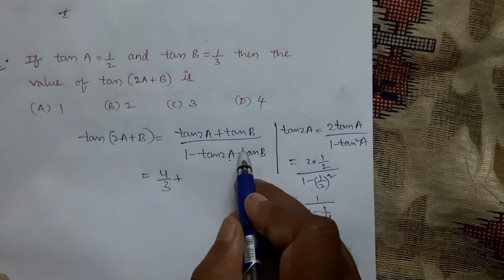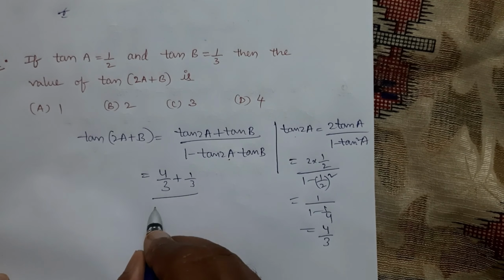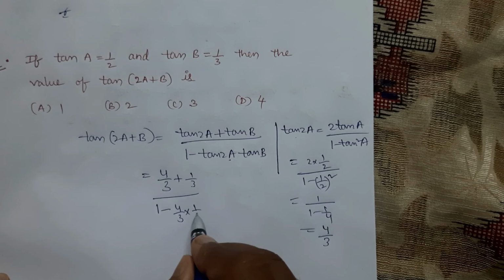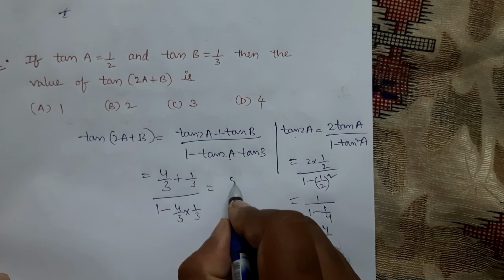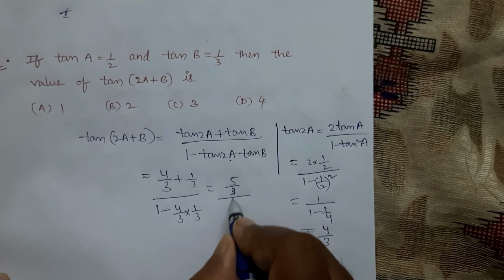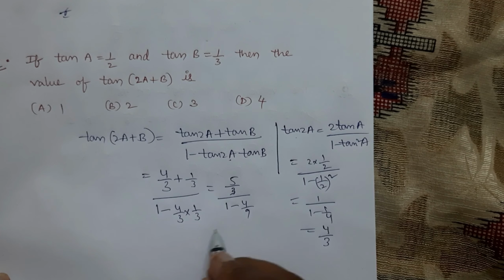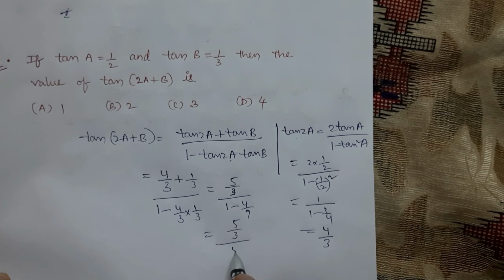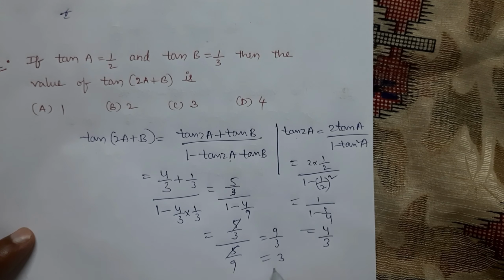4 by 3 plus tan b value, what was given, 1 by 3. So 4 by 3 plus 1 by 3 divided by 1 minus 4 by 3 into tan b. What is tan b again? 1 by 3. Now we simplify, this is 5 by 3 divided by, if you take LCM, what we will get? 1 minus 4 by 9. Simplifying, 5 by 3 divided by 9 minus 4, again 5 by 9. 5 cancels, it will be like reverse, 9 by 3, the value is 3.